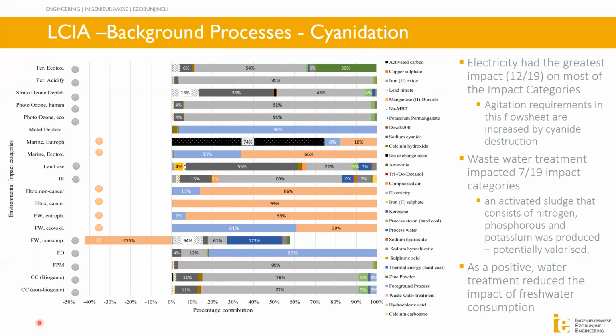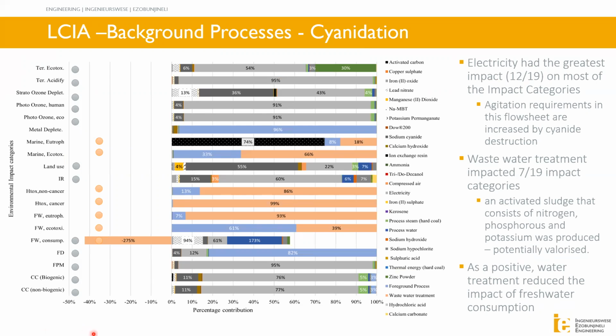Electricity supply to the cyanide flow sheet had the greatest impact on the ecosphere, i.e. all 19 categories, impacting 12 of 19. The differences with the thiosulfate is in agitation requirements. It was greater in this flow sheet because of the implementation of cyanide destruction.